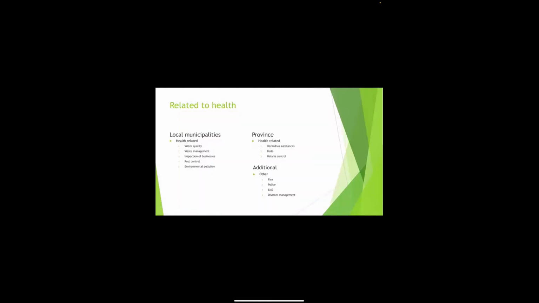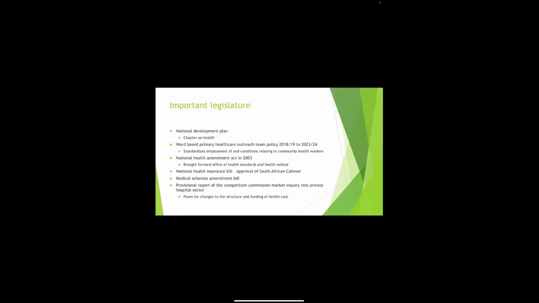But importantly, some of the health regulations that we need to know behind it is that the municipalities are responsible for water quality, general waste management, and pest control, etc., which are relevant to health. But importantly, removal of hazardous substances resides within the provincial department and not the local municipality. People First is an initiative that was launched in 1997 to transform the public healthcare system.